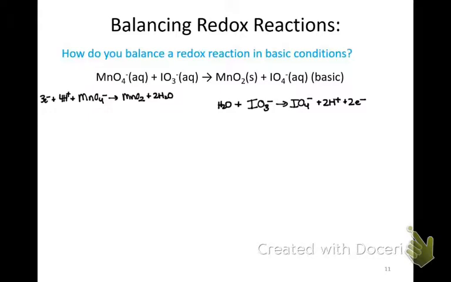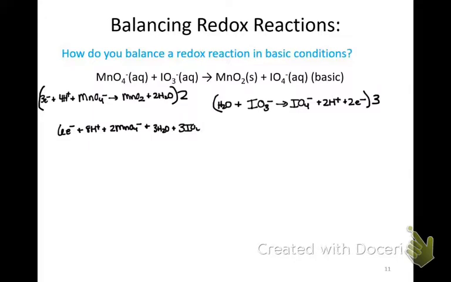Now, to get ready to add these back together again, we're going to need to multiply the manganese reaction by 2 and the iodate reaction by 3 in order to make the electrons match. So if we add all of those back together again, we see we'll have 6 electrons plus 8 protons plus 2 permanganates plus 3 waters plus 3 iodates.